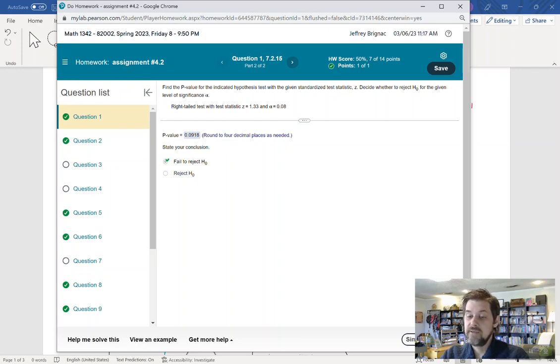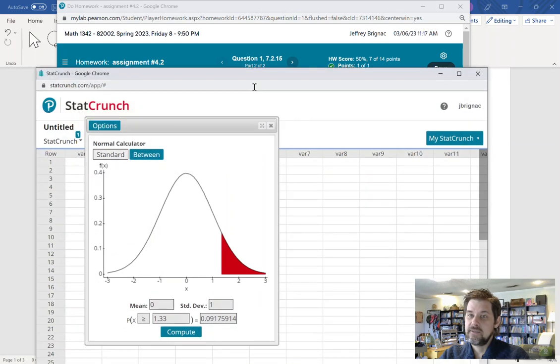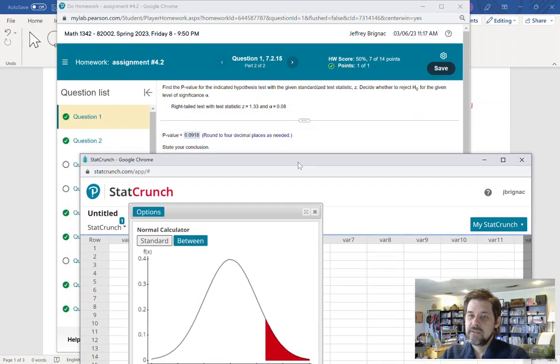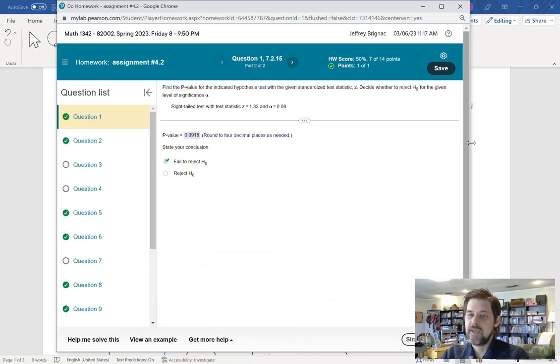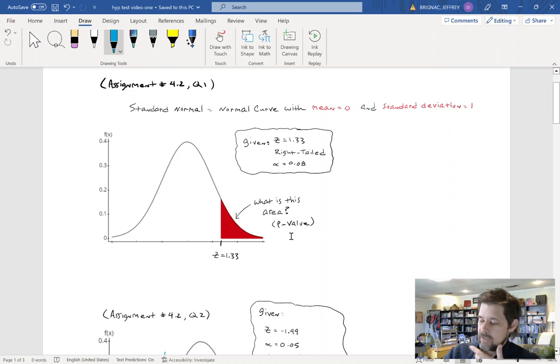Let's look at them together. 0.0918 versus 0.09175. It said round to 4 decimal places. So I've got my p-value: p is equal to 0.0918 with a little rounding, and that's what's going in MyMathLab.